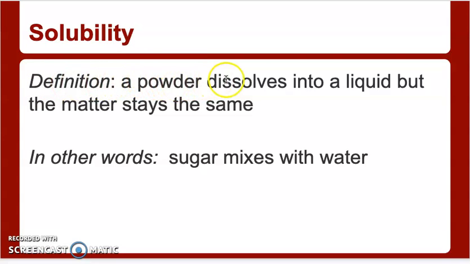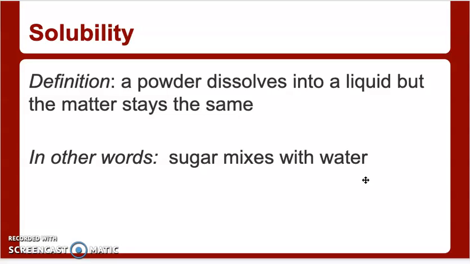Definition. A powder dissolves into a liquid, but the matter stays the same. In other words, sugar mixes with water. Press pause to get this in your vocab sheet. Press play to begin again.